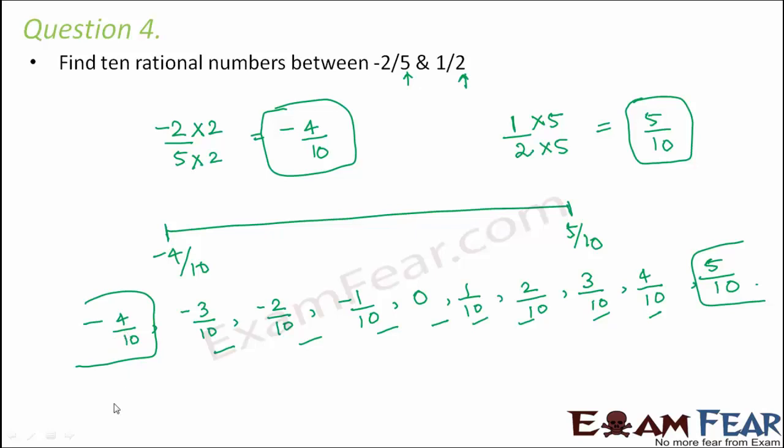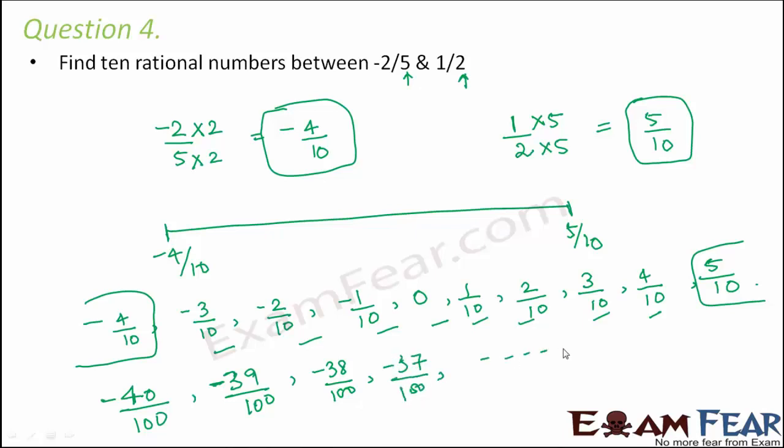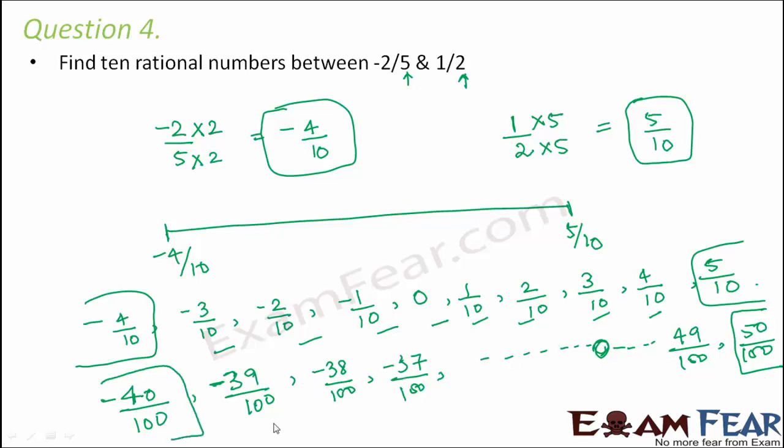For that, what we can do is write minus 4 by 10 as minus 40 by 100. So anything that comes in between, that is minus 39 by 100, minus 38 by 100, minus 37 by 100, you continue like this till you reach 0, and then you cross 0 and finally reach 49 by 100 and then 50 by 100. So you leave these two. In between these two, you have so many numbers. Just pick any two out of these, and that's how you get 10 rational numbers between minus 2 by 5 and 1 by 2.